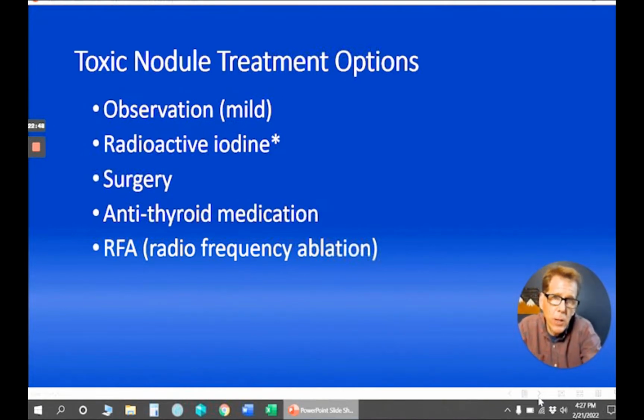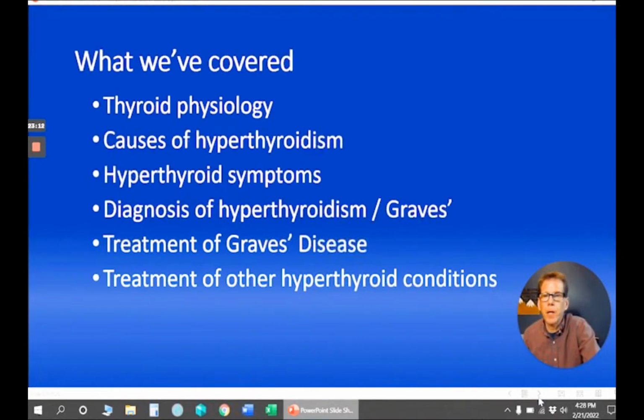And then an up-and-coming treatment is something called radiofrequency ablation, where using a needle, a small amount of heat can be injected into the center portion of the nodule to try to shrink that nodule away or destroy that nodule or most of the nodule. And it looks to be a promising new therapy for toxic nodules, particularly if there's just one toxic nodule. So we've covered a lot. Thyroid physiology, what causes hyperthyroid, symptoms of hyperthyroidism, how we diagnose it, the treatment of Graves' disease, treatment options, and treatment for other hyperthyroid conditions.